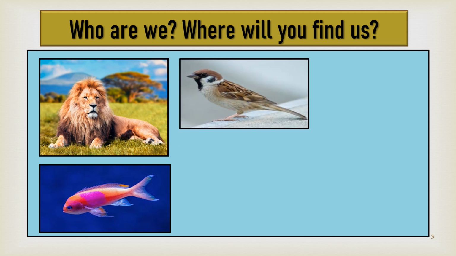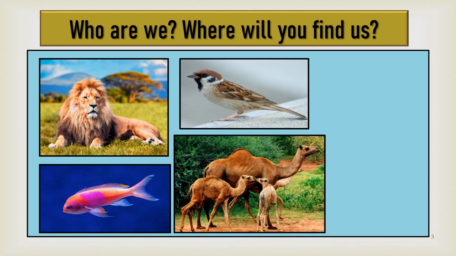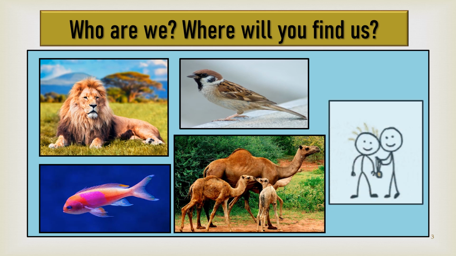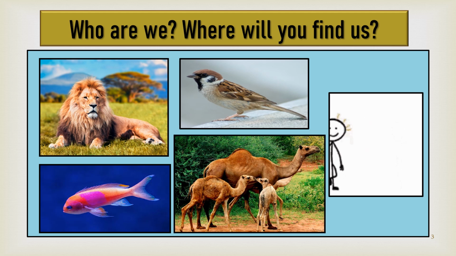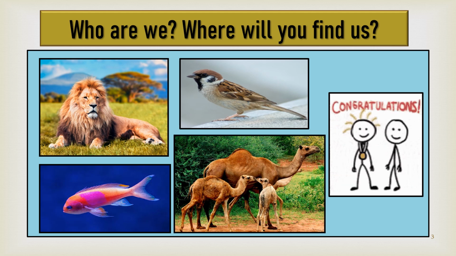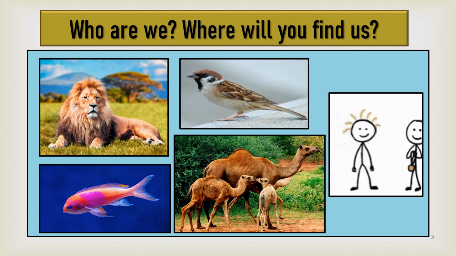Which animal is seen in this picture now? And where can we find it? It's a bird, sparrow. We can see it flying or sometimes they even enter our houses. And the last one is, yes, correct, it's a camel. We see it in deserts. Very good, children. I'm sure you could identify all the animals correctly.